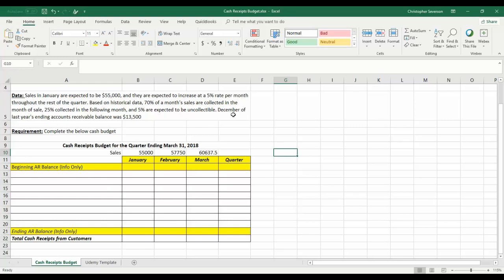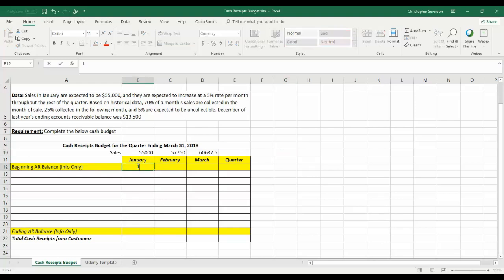Also, December of last year's ending accounts receivable balance was $13,500. Now, what we need to know that for is because we're collecting it in January. If it was from December sales, this is the 25% of December that's going to be collected in January. Now, I have in this particular template 2 lines that I've highlighted in yellow, and these are informational only. So I'm going to plug some information here, but it's not going to be part of our formula overall.